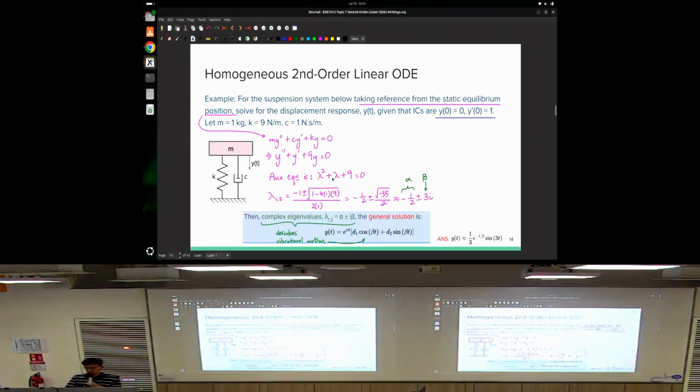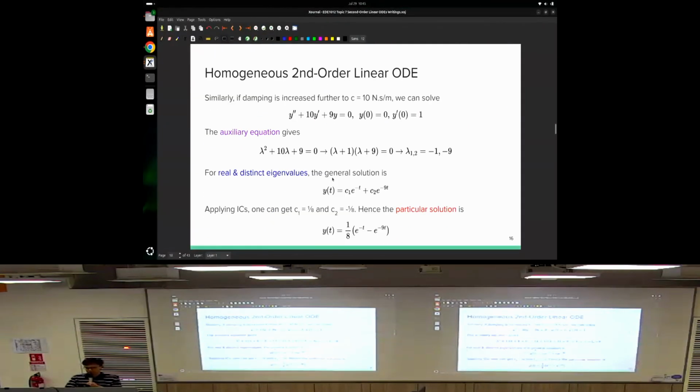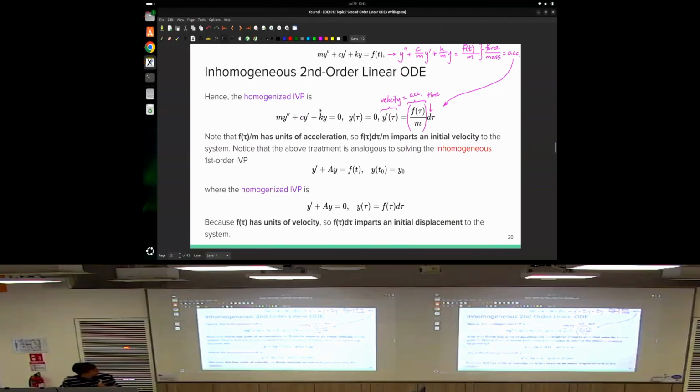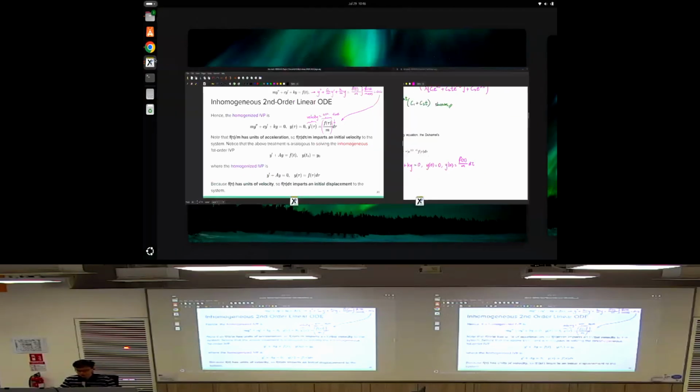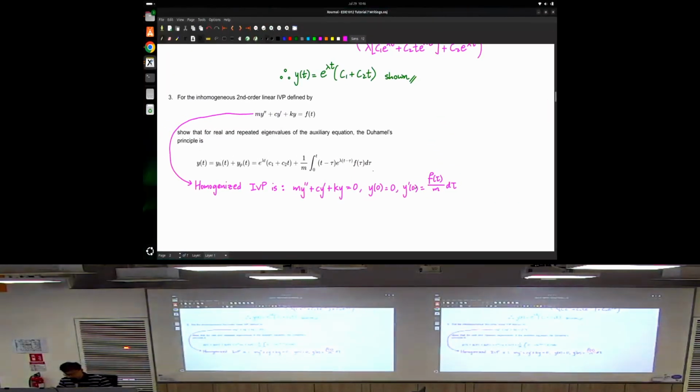So we apply the same thing here. Can see? So the homogeneous IVP equals 0. Then y(tau) equals 0. y'(tau) equals f(tau) over m d tau. Because f(tau) over m is an acceleration, because force divided by mass is acceleration. Then acceleration times time is just velocity. So therefore, going back to my problem here, which I made a mistake, this one should be at tau, not at 0. So the initial condition is taken at tau.